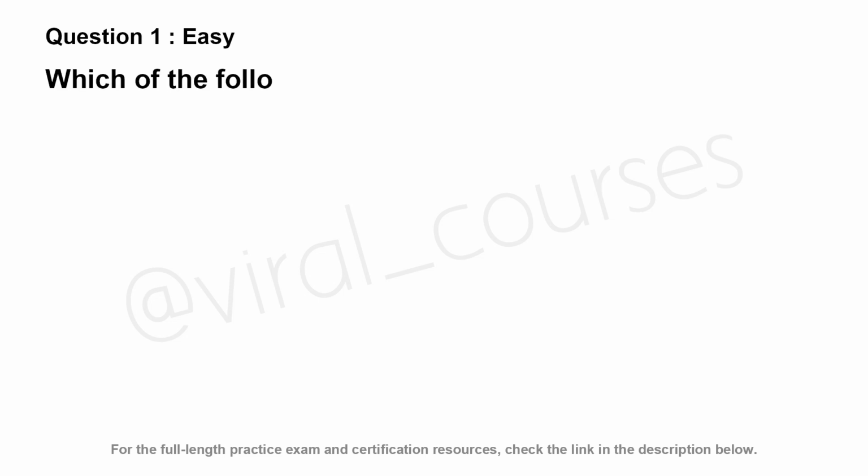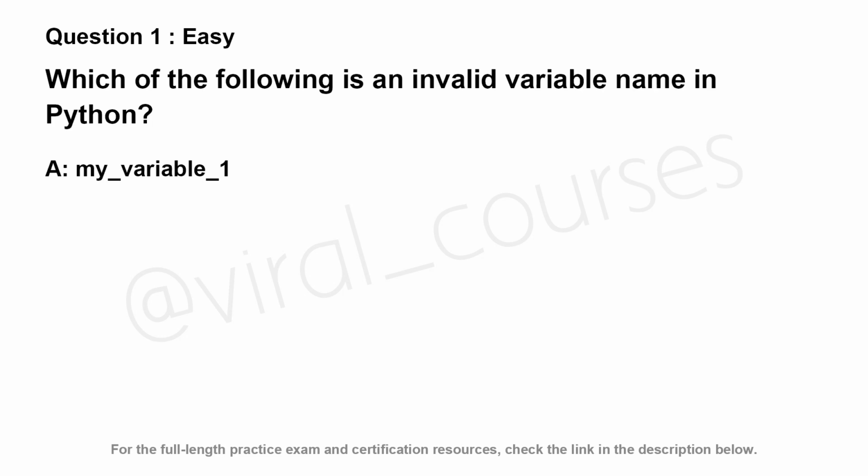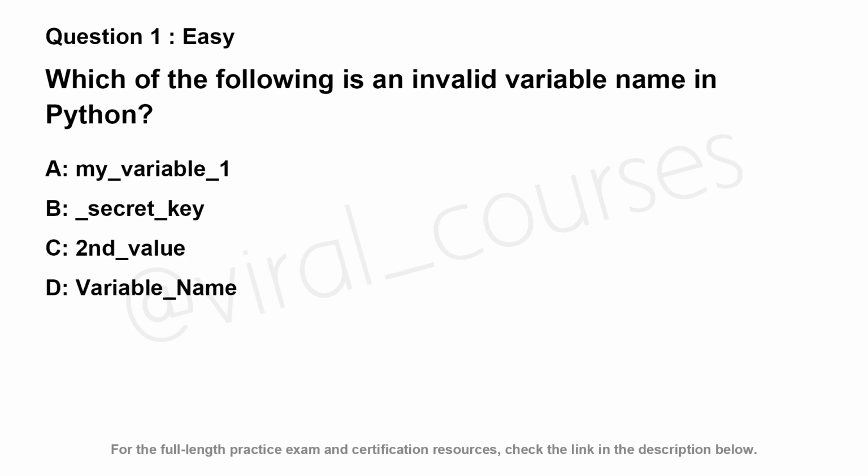Which of the following is an invalid variable name in Python? Option A, my_variable_1. Option B, _secret_key. Option C, 2nd_value. Option D, variable_name.